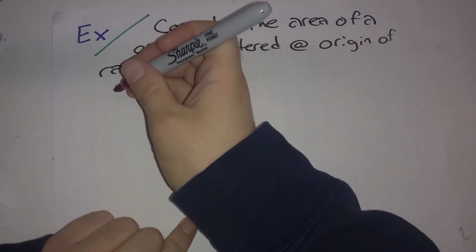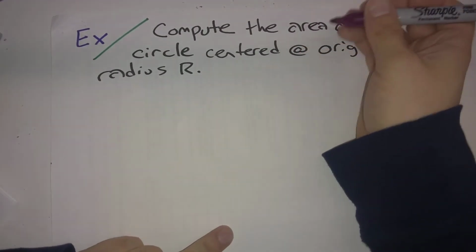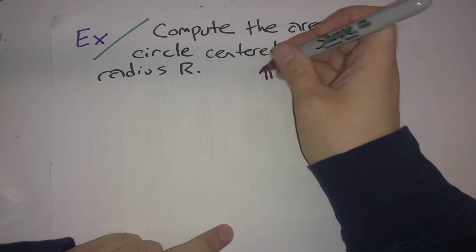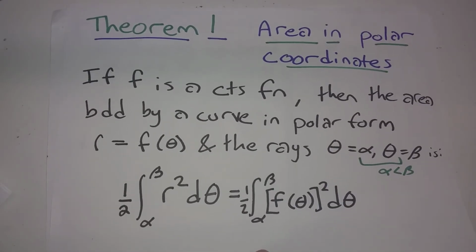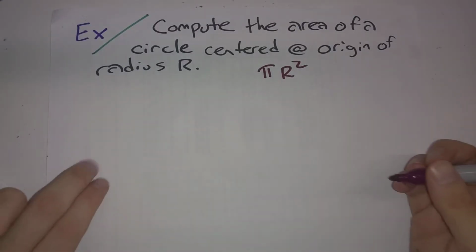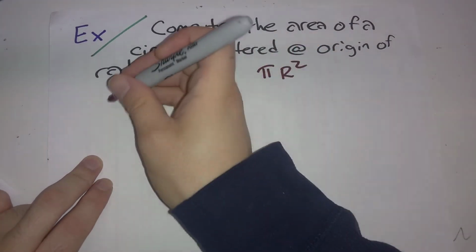What do I mean by that? So of course we know the area of a circle, this is going to be pi times r squared. So we're going to use our fancy formula from this slide and make sure we get the same answer. Otherwise something's troubling here.